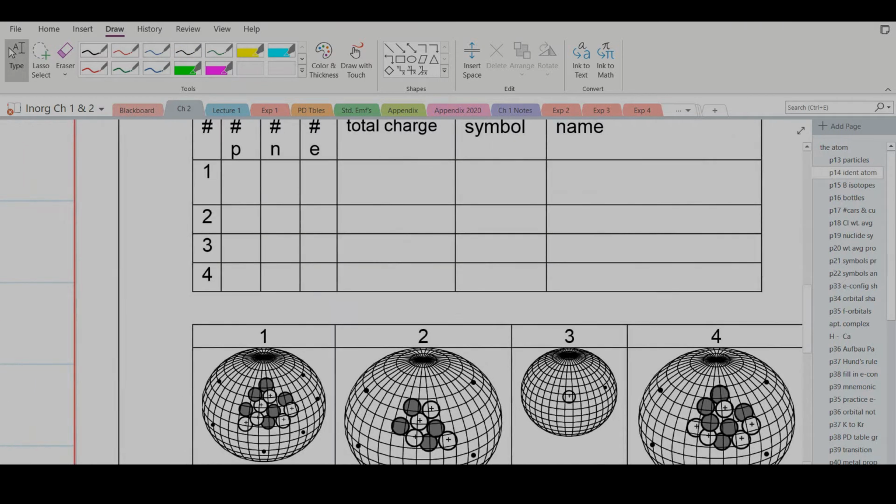Well, I count 1, 2, 3, 4, 5, 6 protons. And the neutrons are the gray uncharged particles. There are 6 of those. The electrons are these small dots that are outside the nucleus, and I see 6 of those. The total charge, therefore, must be 0 because the number of protons equals the number of electrons. And feel free to look this up on a periodic table. This is the symbol C, and it's the element named carbon.